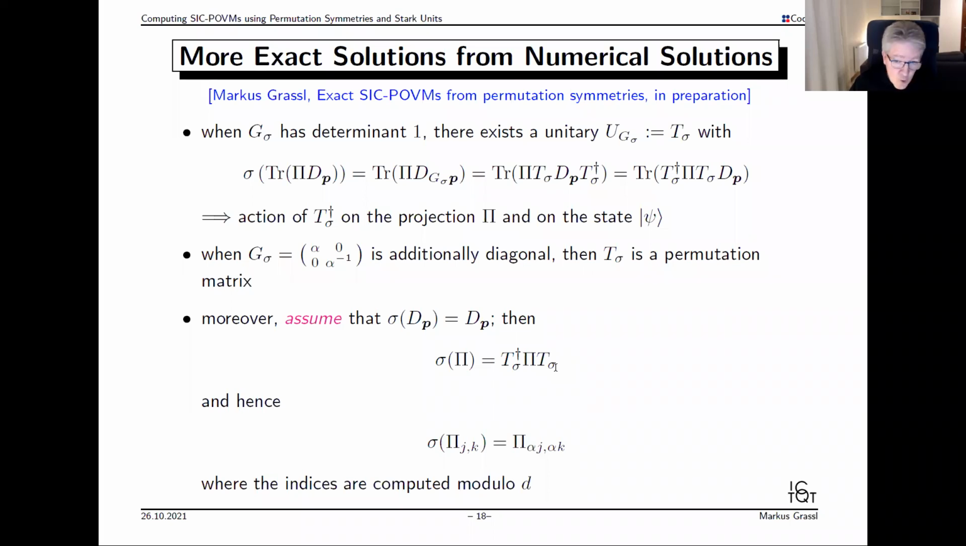Since we have assumed that this is just a permutation matrix, when we apply our automorphism to a matrix element, we are just multiplying the indices by this element alpha. And clearly the calculation of the indices is modulo d, so we are numbering them from 0 on. Just as a reminder, it's a bold assumption we are making here, starting from this conjecture, but that gives us a permutation action on our projection operator.